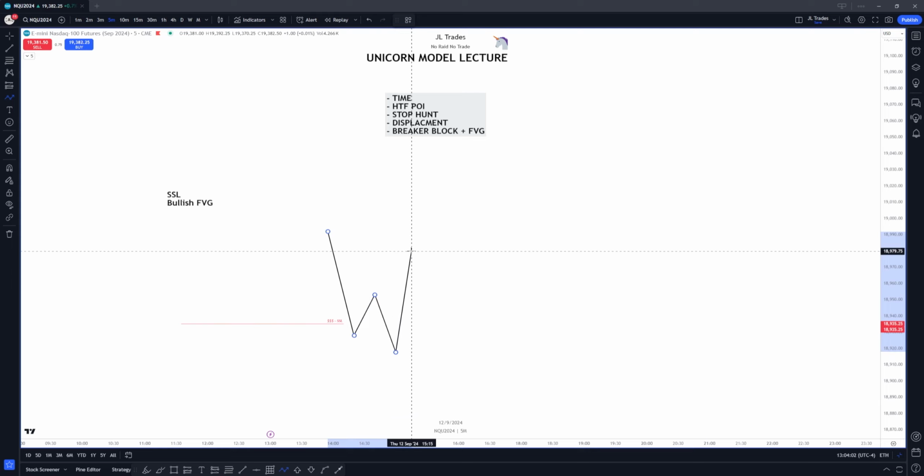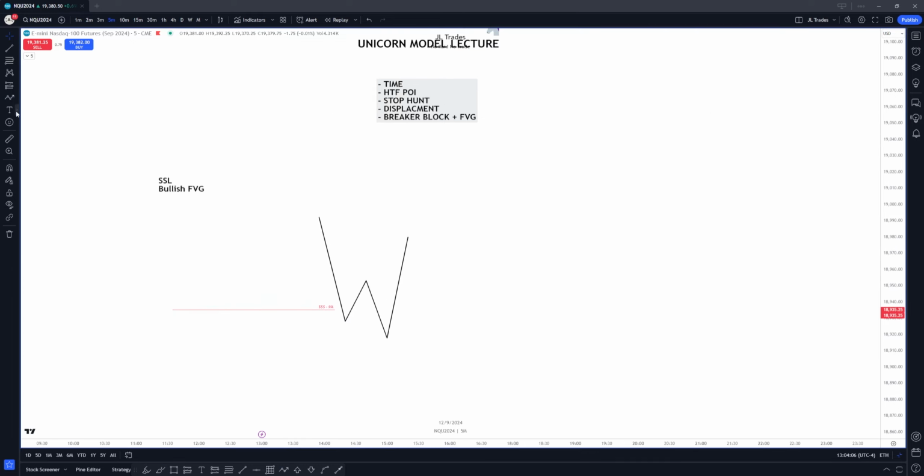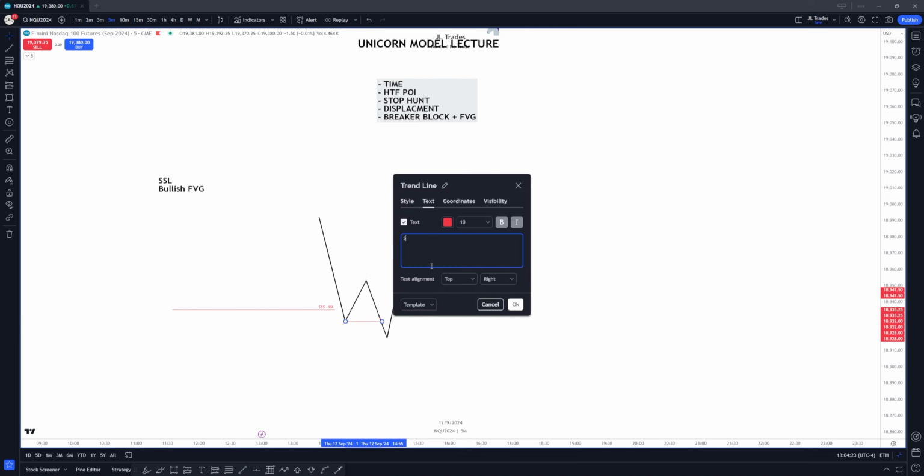Price then displaces, putting in a swing high, and it has now left a fair value gap in this displacement. In this displacement leg, we would mark the highest up close candle before the leg down that created our stop hunt.